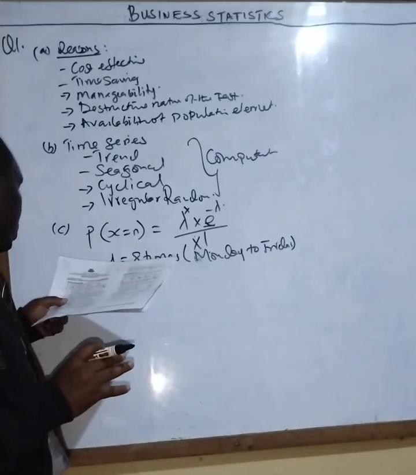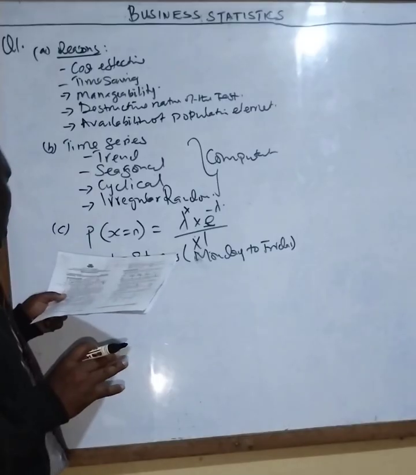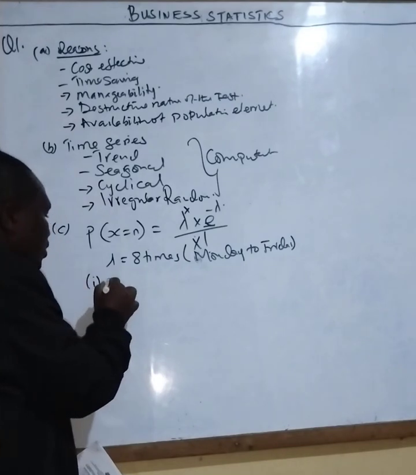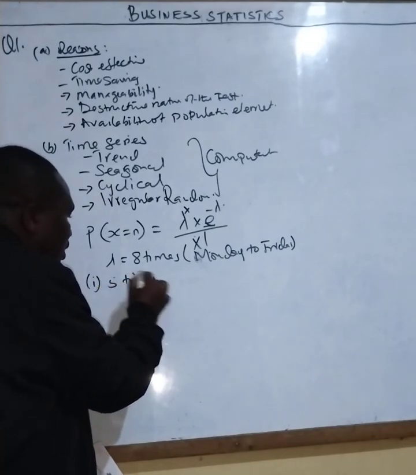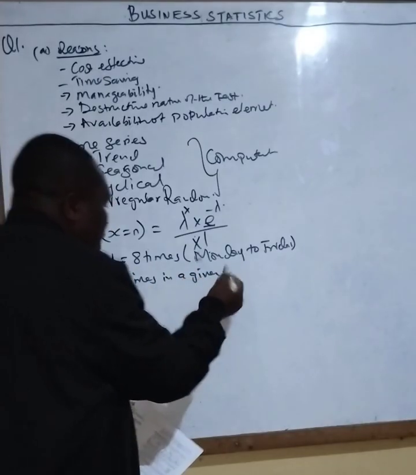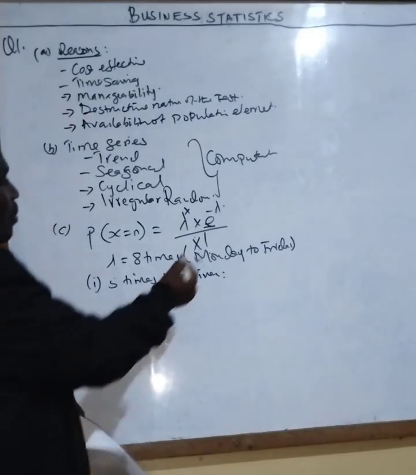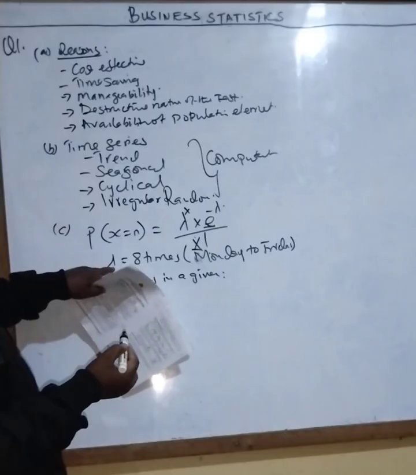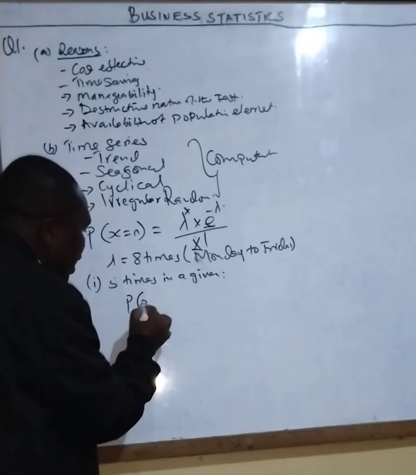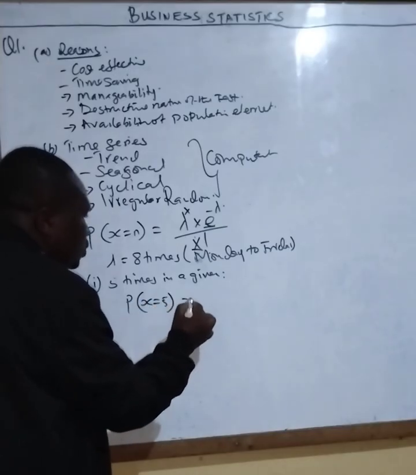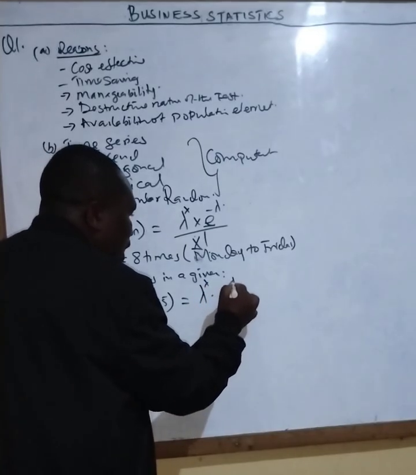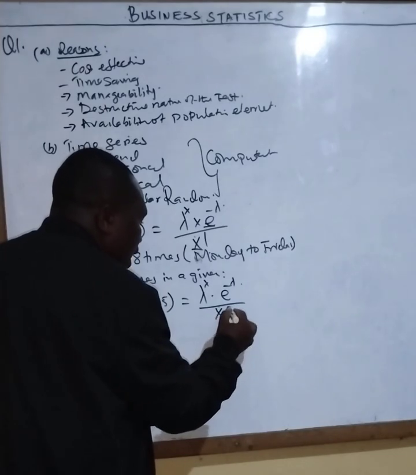Then they are also saying Roman 1, 5 times in a given week. So we go to Roman 1 directly: 5 times in a given week. So 5 times here is our value of what? X. While our lambda is already shown. So now the probability of x equals 5 is equal to lambda power x multiplied by e power negative lambda, everything over factorial x.